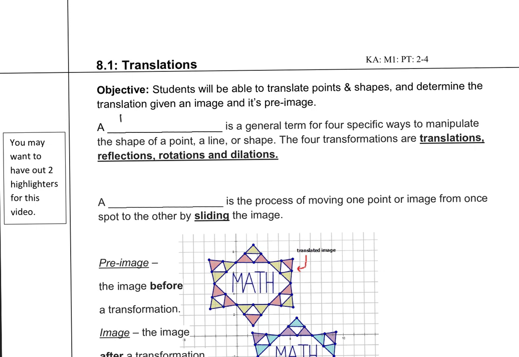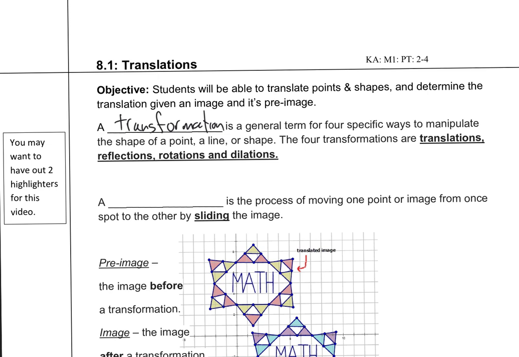A transformation is a general term for 4 specific ways to manipulate the shape of a point, a line, or a shape. So we got 4 ways. We can do what's called a translation, which is what this video will be about. And then we can do reflection, which is 8.2, rotations, which is 8.3, and then dilations, which is 8.4. So we just have these 4 ways to basically maneuver figures around a geometric plane.